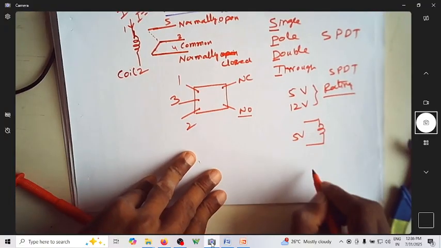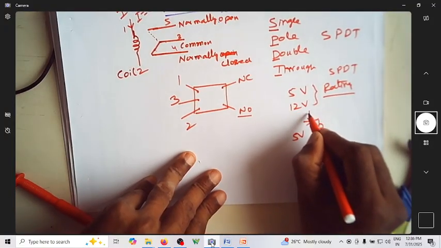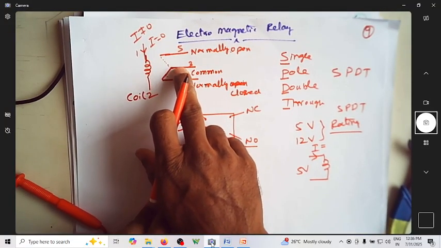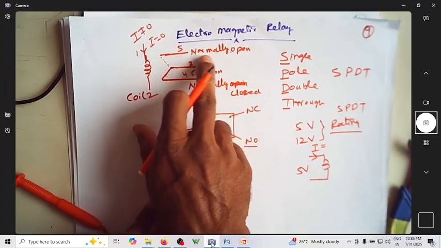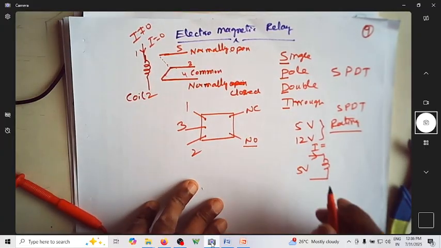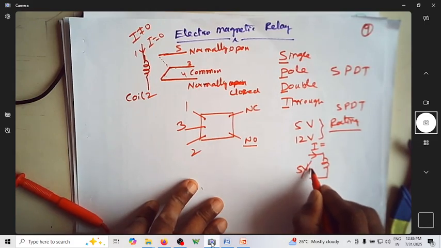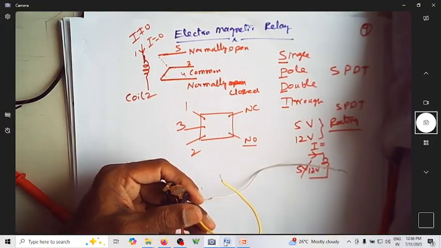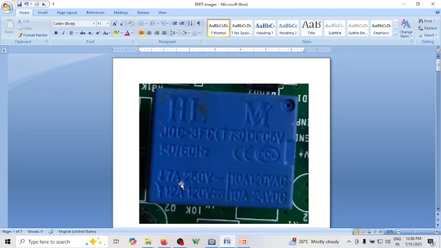meaning I have to connect 5 volt across the coil, and there should be sufficient current flowing through it, so that the common terminal will be thrown to the normally open terminal. So this will be either a 5 volt or 12 volt. I have shown you what this is, and you can see this is when it is open. This can handle this much AC current, and this corresponds to the AC rating, this corresponds to the DC rating.